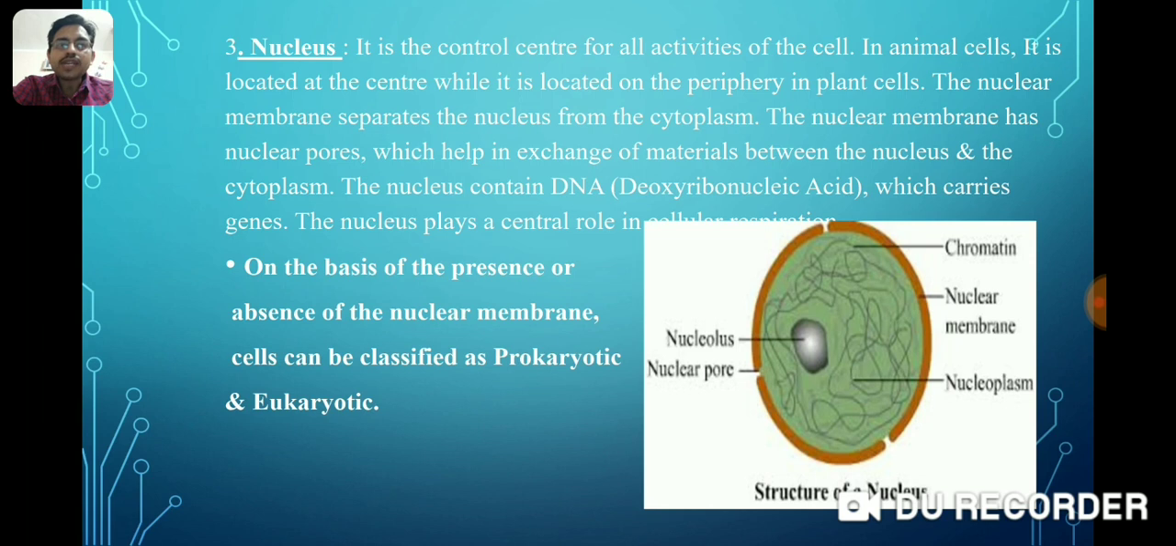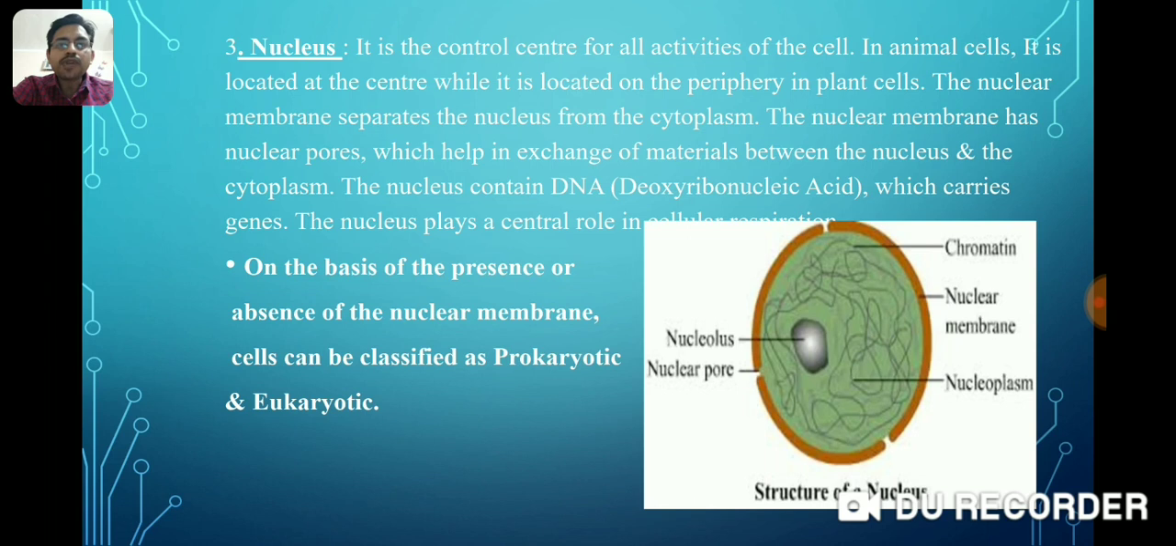Inside the nucleus, we can see a network of thread-like structures. This is called chromatin network, which contain chromosomes. Chromosomes are made up of DNA and proteins. When the cell is about to divide, the chromatin network condenses to form rod-shaped chromosomes. Chromosomes are made up of DNA, and the smallest fragment of DNA is called gene. A gene is responsible for transmission of hereditary characters from parents to offsprings.